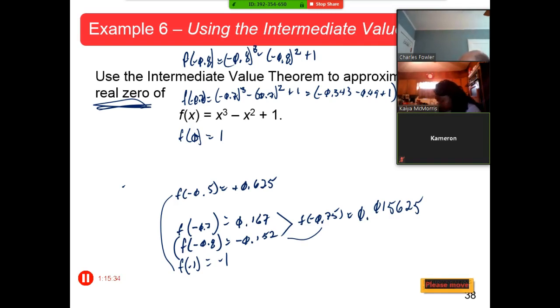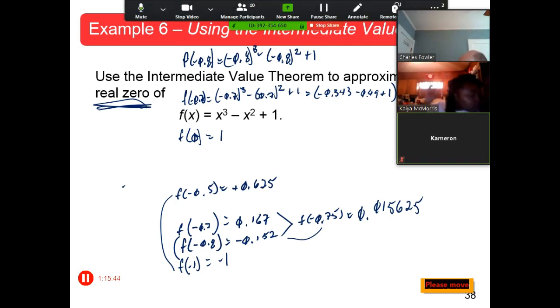Okay. Number 7. A polynomial function is written in blank form when its terms are written in descending order of the exponents from left to right. I think y'all know that one, don't you?